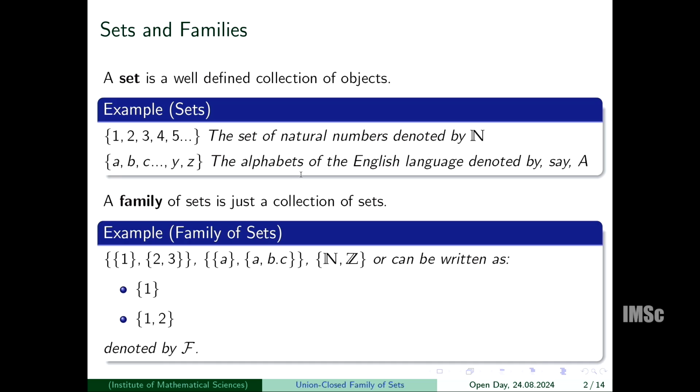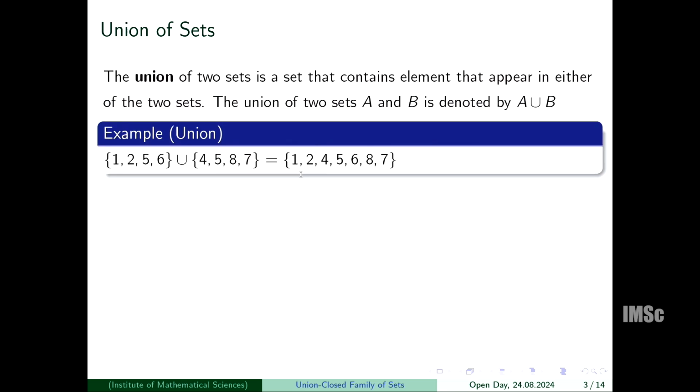A family of sets is just a collection of sets. So I can take a collection of sets. These are two sets that I've taken in the first family, or I can take a collection of all natural numbers and the collection of integers. And you can write them as a list. You can write them inside curly brackets. You can write them however you want.